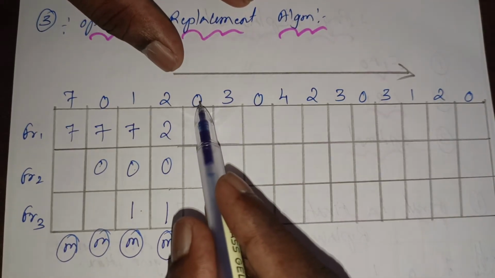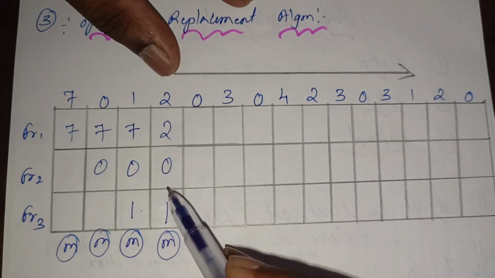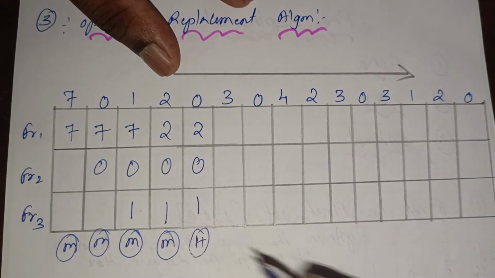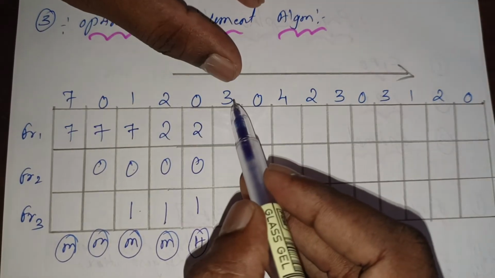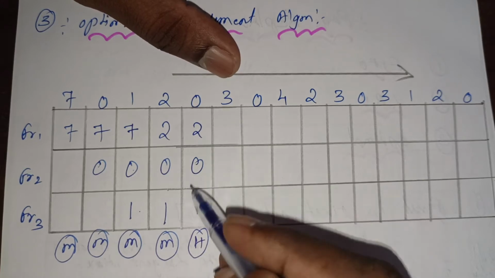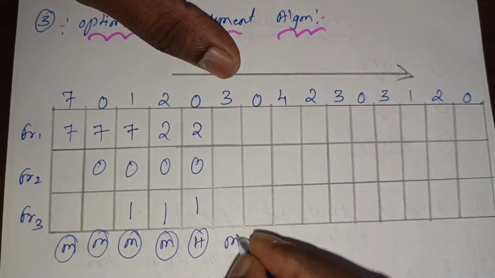Now the next request by the CPU is 0. 0 is already inside, so it is a hit. Now 3 is called, the next page requested by the CPU, and 3 is not inside, so it is absolutely a miss.